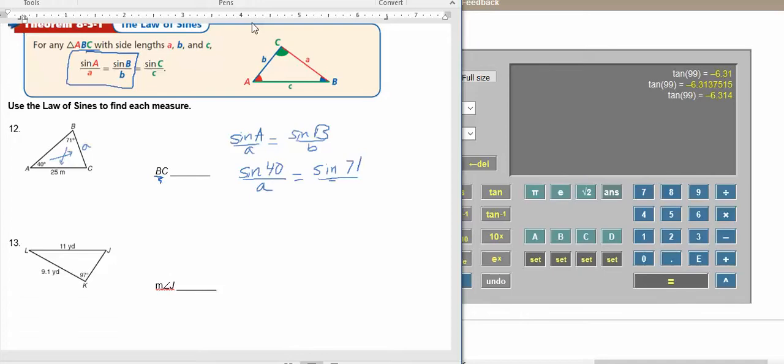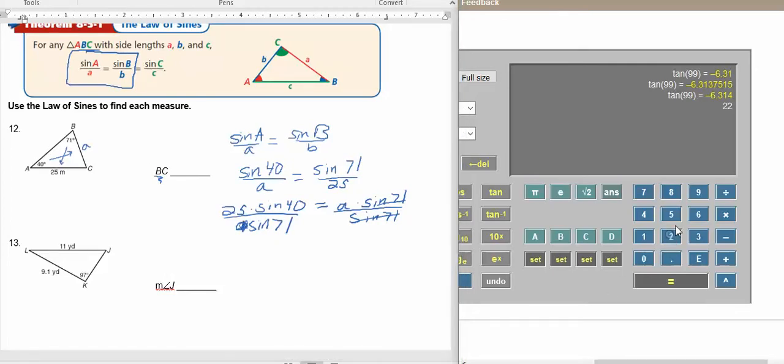Now one thing to remember is that don't find the sine of 40 right now and plug it in. Go ahead and do your cross products and all of it, and then find what A is equal to before you start using your calculator. So now you'll divide by the sine of 71 to get A by itself. Whoops, sine of 71. Now you get your calculator out and you type in 25.